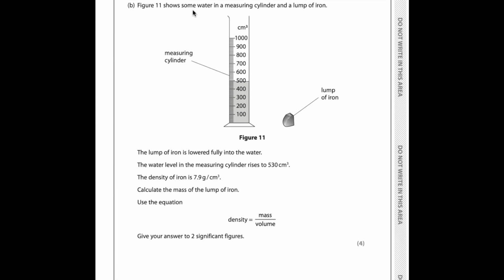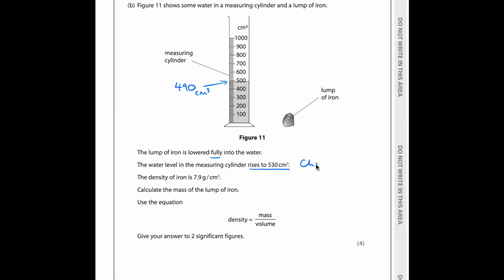Part B. Figure 11 shows some water in a measuring cylinder and a lump of iron. The lump of iron is lowered fully into the water. The water level in the measuring cylinder rises to 530. Right, so what's it on at the minute? 400, and each one of these, there's 10 little lines, so each one is 10, and there's 9 little lines, so that's 490, and that's centimetres cubed.